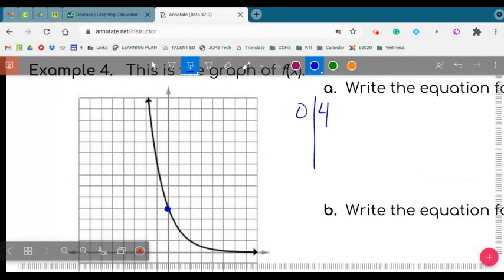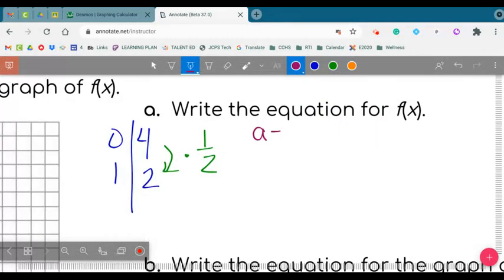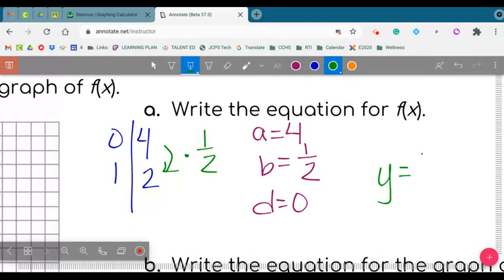And then we can also go to the right on this one. So 1, 2 would be the next point. So you're multiplying by 1/2. So our a equals 4, because that's our y-intercept. Our b is our common ratio, which is 1/2. And our d is 0. So we're going to have y equals 4 times 1/2 to the x.